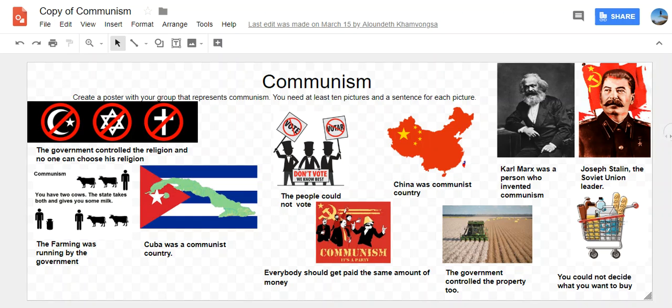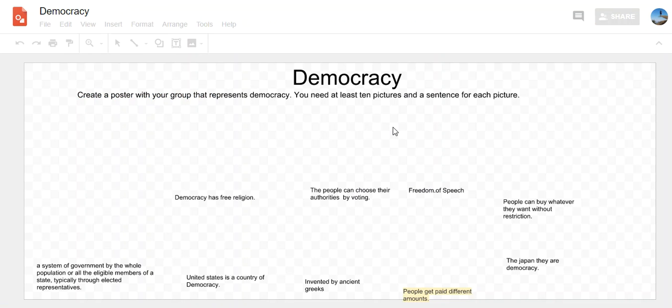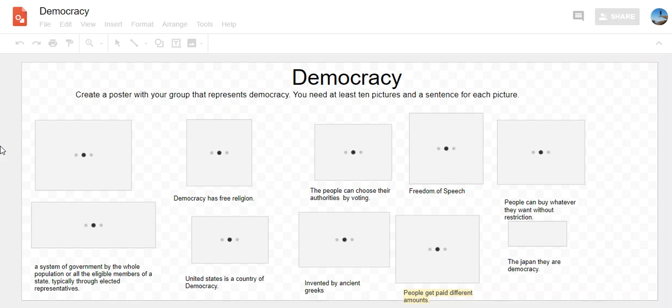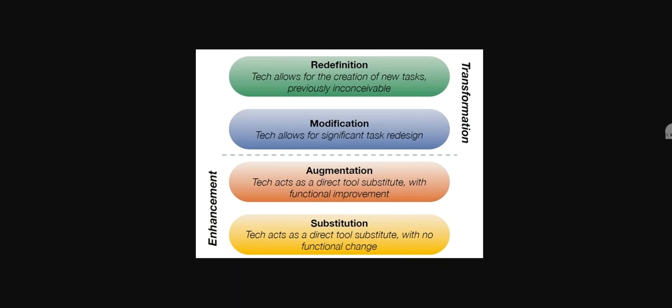And this is an example of communism. This was an example of a democratic poster. And it came out really well. Students really had a lot of dialogue as they created this. They're able to find pictures online, and they're able to share this with each other.